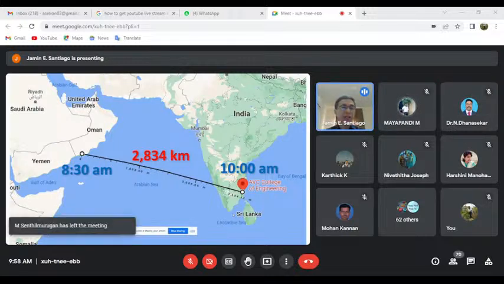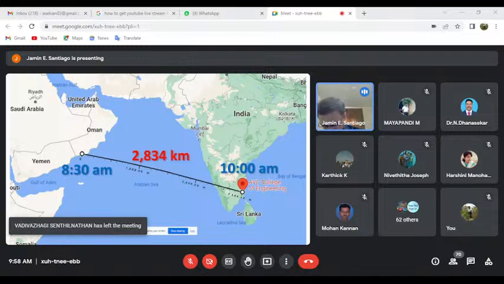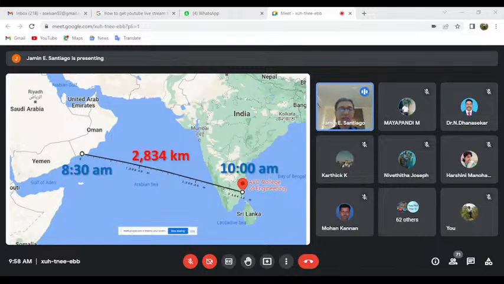Now, I'm at Salalah, Sultanate of Oman, and last night I looked up the location of AVCCE College of Engineering, and I found out that there's a distance of 2,834 kilometers separating us. Also, at 8:30 a.m. in my place, it will be 10 a.m. at ABC College of Engineering at Tamil Nadu, India. So even though we are separated by this great distance and there is a time difference, thanks to the wonders of modern technology, we are able to share knowledge in real time.